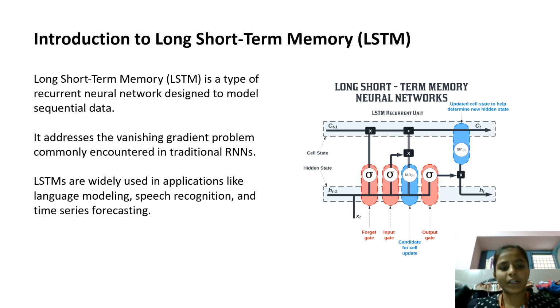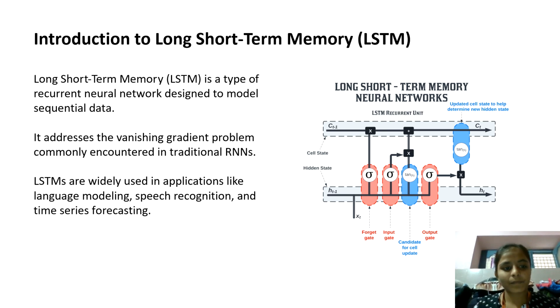One major problem with the traditional RNN is the vanishing gradient problem. Because of this problem, RNNs may find it too difficult to remember information for a long sequence. And LSTM was developed to overcome this limitation and to help neural networks remember important information for a long period. LSTMs are widely used in areas such as language modeling, speech recognition, and time series forecasting.